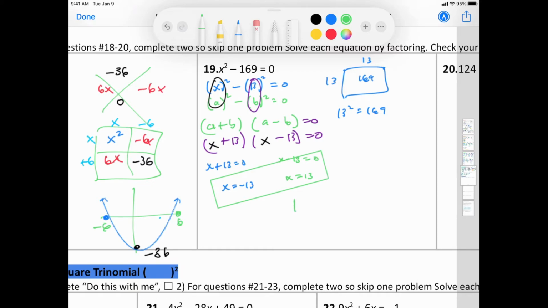So 13 squared minus 169, does that equal 0? 169 minus 169 does equal 0. Yay. Negative 13 squared minus 169 equals 0. 169 minus 169 is equal to 0.